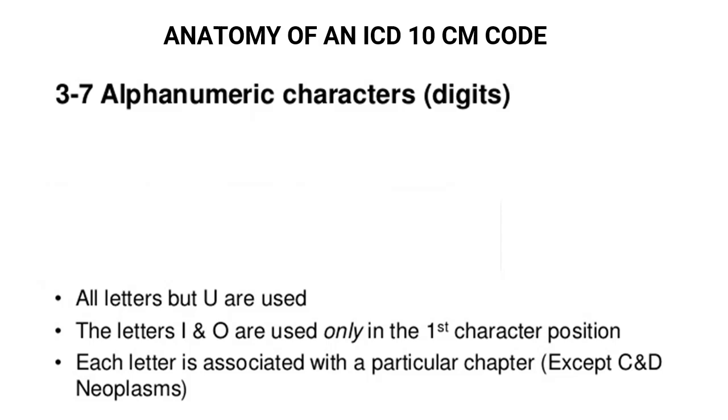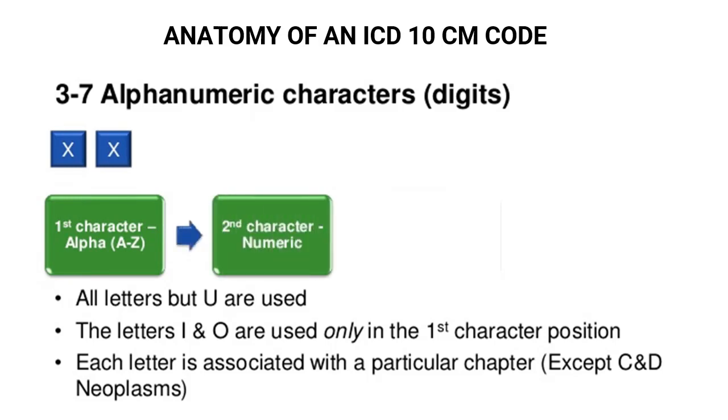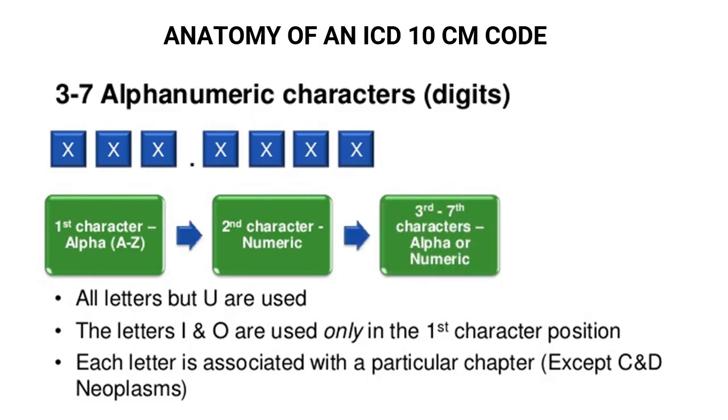All ICD-10 codes are 3 to 7 alphanumeric characters. The first character is a letter. The second character is a number. Characters 3 through 7 will be either a letter or number. The seventh character is used only in certain chapters, and the decimal place is always used after the first three characters.